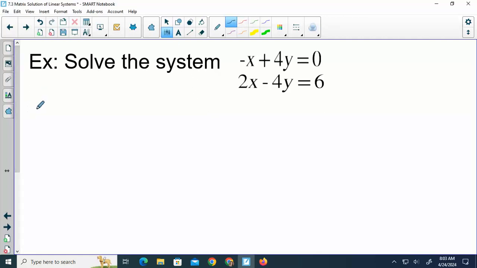So if we set up our matrix, we have negative 1, 4 equals 0, 2, negative 4 equals 6. Now the order that you do this really matters, because otherwise you'll end up undoing your work first. So we do one column at a time. In that column, first you have to get your 1, then you get your 0. So I need this to be a 1. How would I get that to be a 1?